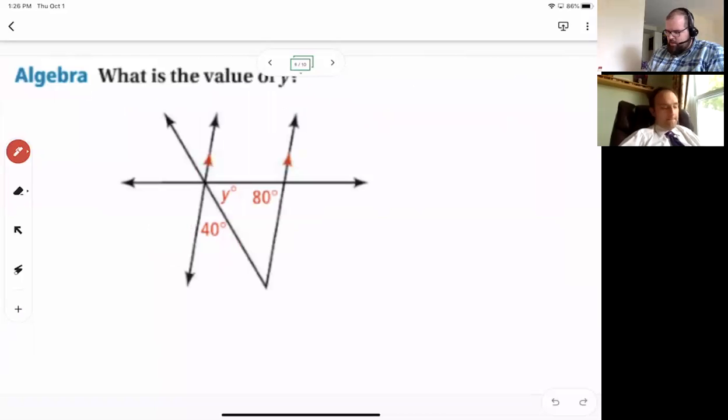Ooh, this one's kind of wonky. I'm going to redraw the picture because I'm scared. I'm going to redraw the picture. I got it. Don't worry. Cool.